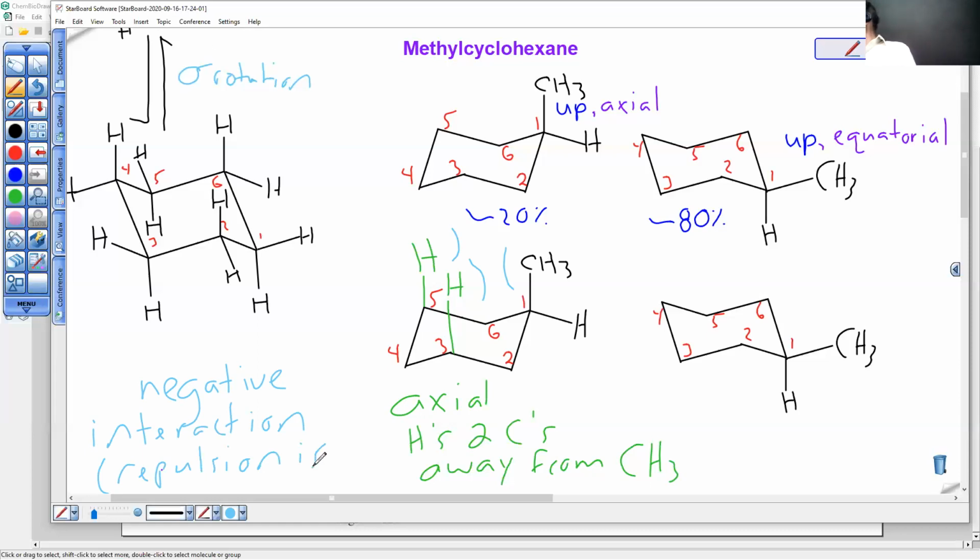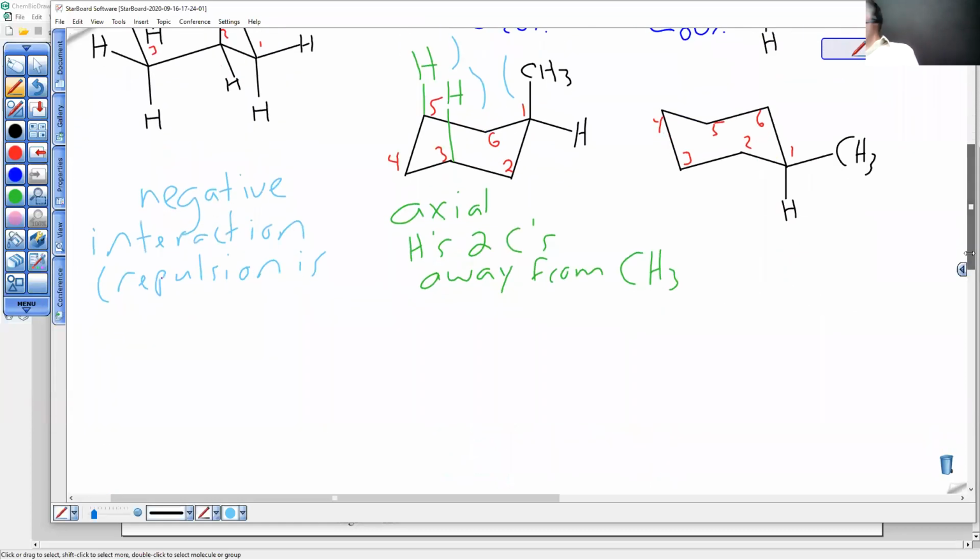Repulsion is called, we're ready for it, 1,3-diaxial repulsion. So those are the closest things in these 2 molecules, the axials that are 2 carbons away from each other. Remember, a methyl's a lot bigger than an H. So I don't care about other H's in this molecule. I care about the big fat methyl.